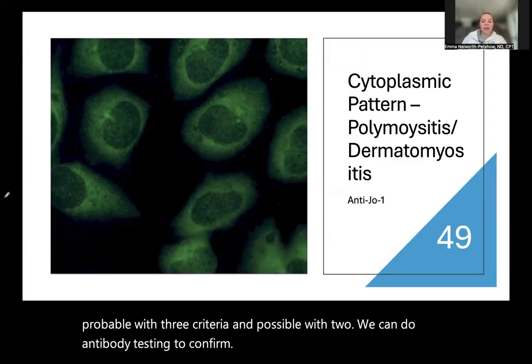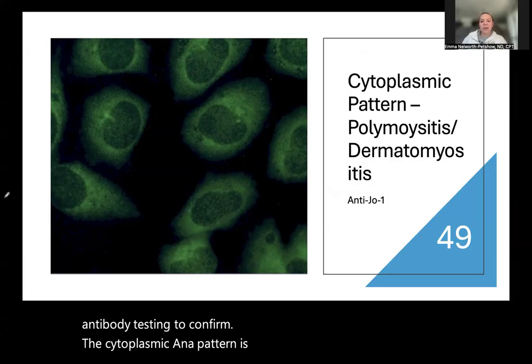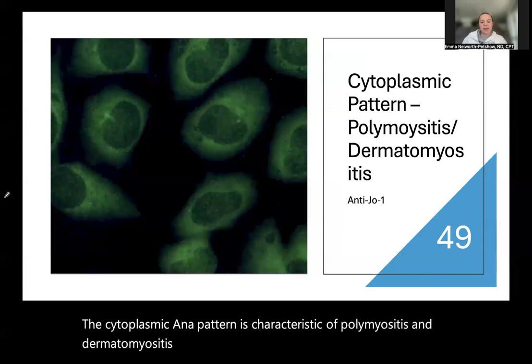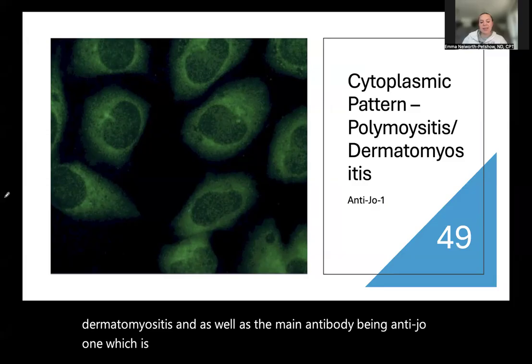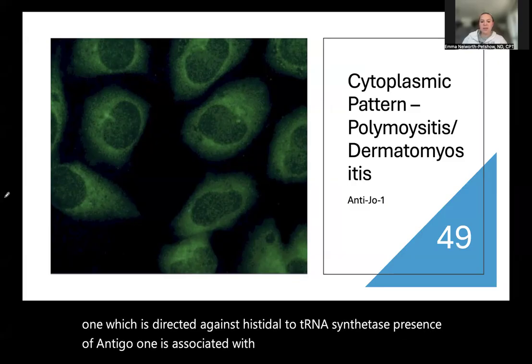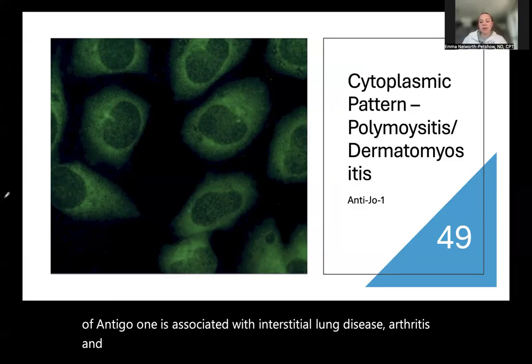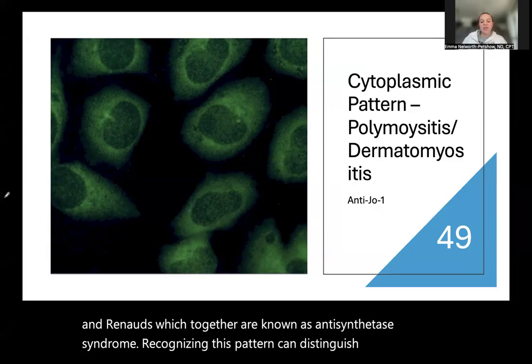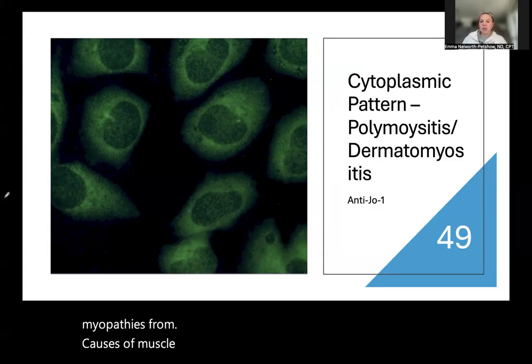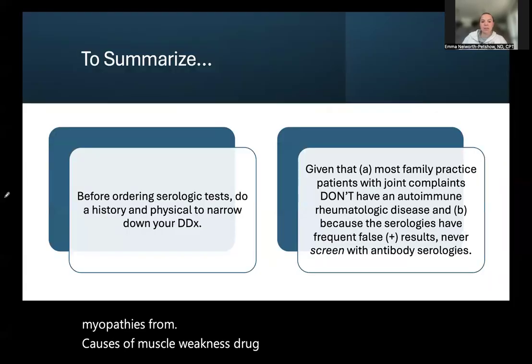The cytoplasmic ANA pattern is characteristic of polymyositis and dermatomyositis, as well as the main antibody being anti-Jo1, which is directed against histidyl tRNA synthetase. Presence of anti-Jo1 is associated with interstitial lung disease, arthritis, and Raynaud's, which together are known as anti-synthetase syndrome. Recognizing this pattern can distinguish inflammatory myopathies from other causes of muscle weakness, drug toxicity, or metabolic disease, for instance.